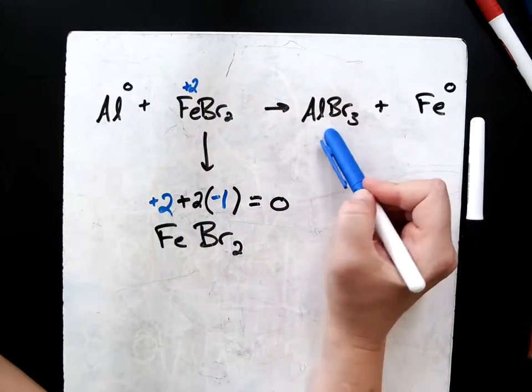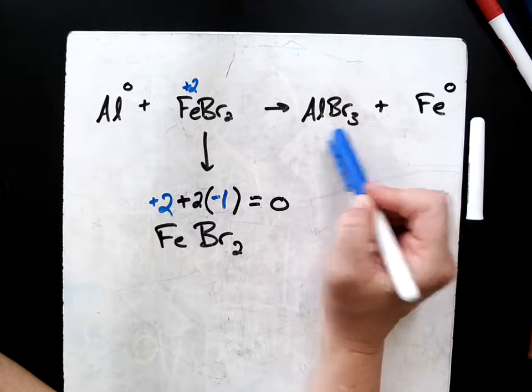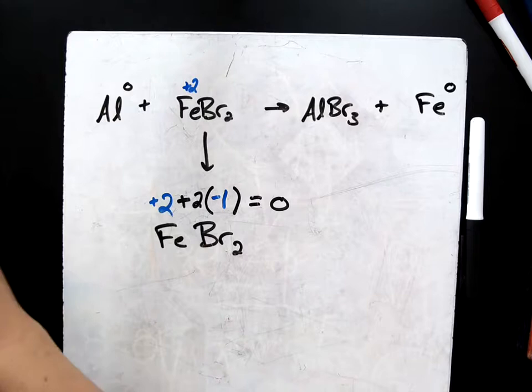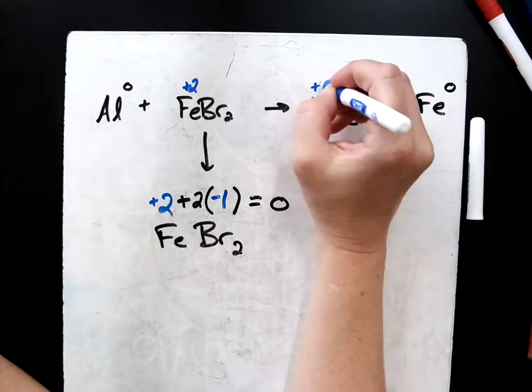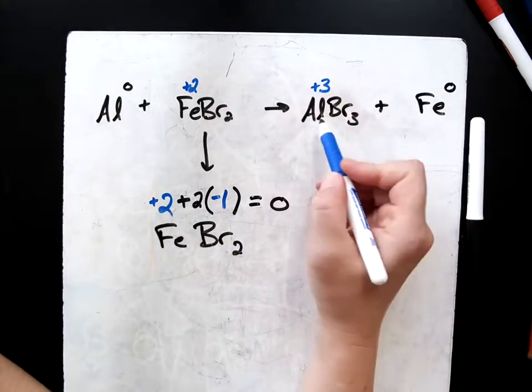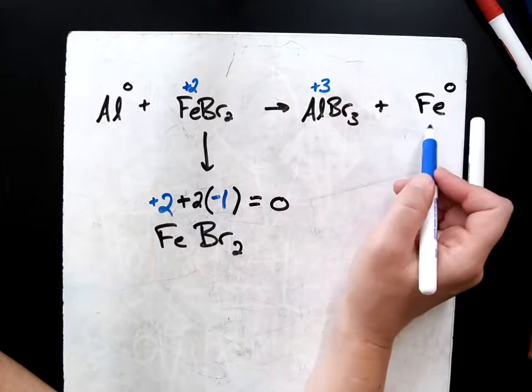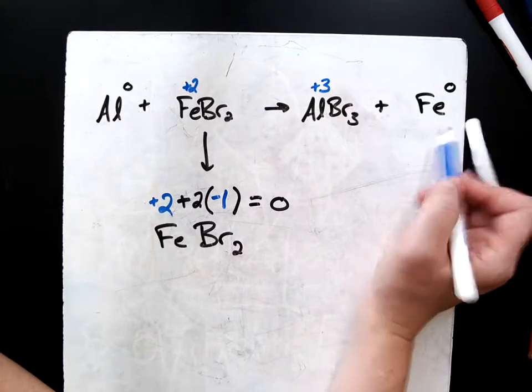Okay. Using exactly the same logic, work out what the charge on this aluminum would be. Pretty obvious, right? Okay. The aluminum in this compound will be +3. And how about this iron? Will he be +2 or +3? Trick question. He's alone. He's 0.